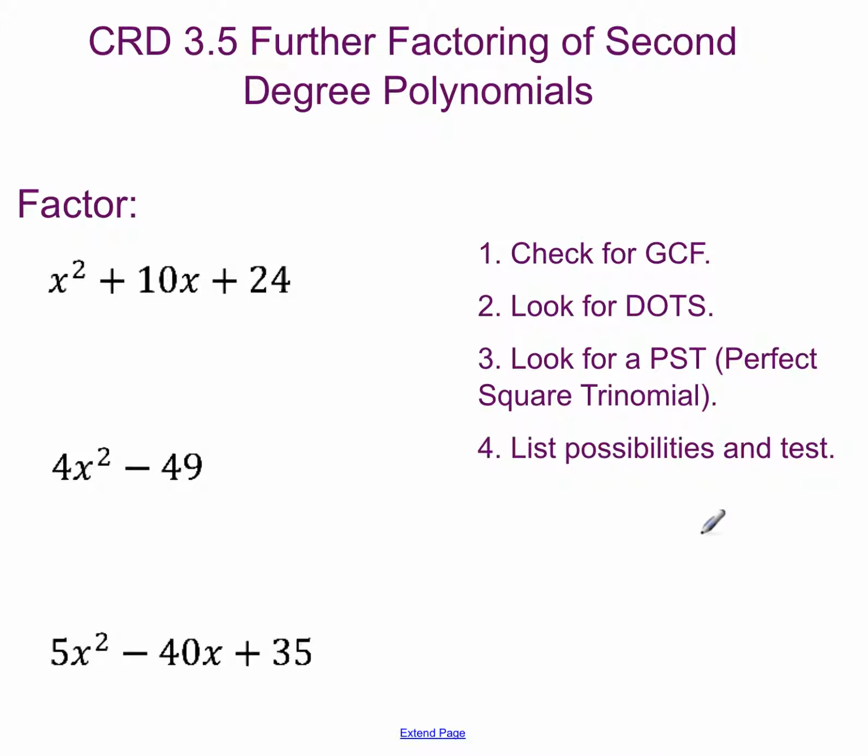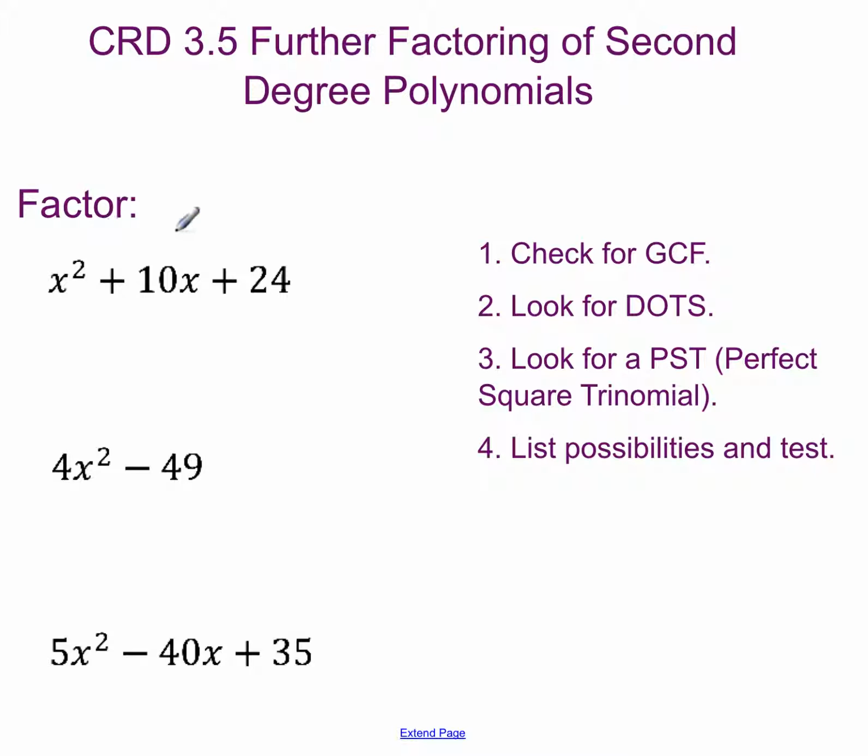There's a short list that we're going to use throughout this lesson, and it's check for GCF, look for DOTS, look for a perfect square trinomial, list possibilities, and test. You may not know what a perfect square trinomial is yet, but you will learn on the third slide what that is. So I'll probably just put it in our list for now, and when we get to it, I'll explain what that is. So number one, x squared plus 10x plus 24.